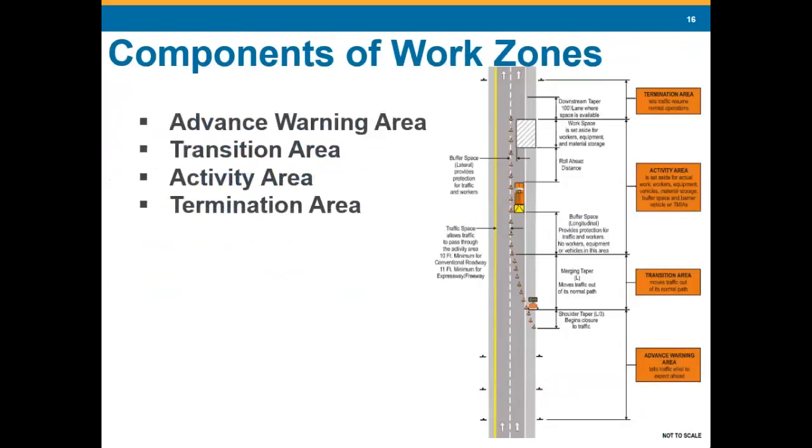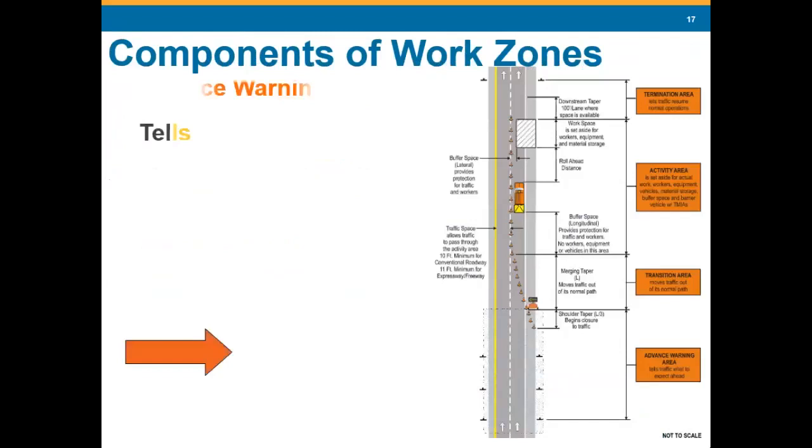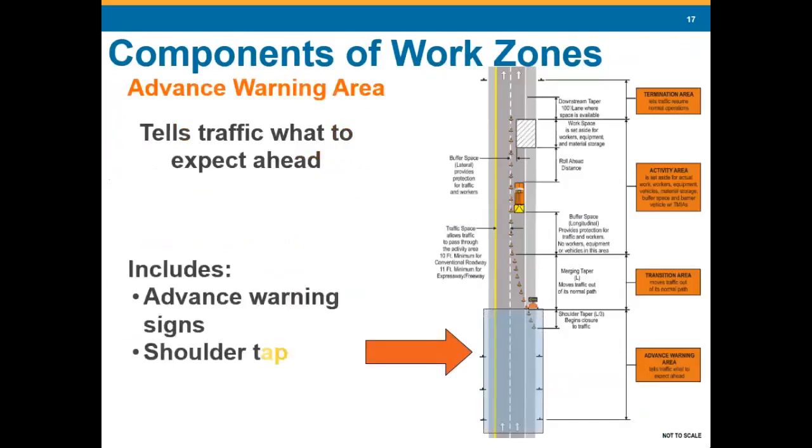Components of a work zone: advance warning, transition, activity, and termination. And that's what these are here. We're going to go through each of them. So, the advance warning area, this is going to tell the traffic what to expect, and it's going to include these signs: advance warning, the shoulder taper, and the arrow panel. And that's the section here. Here's your work.